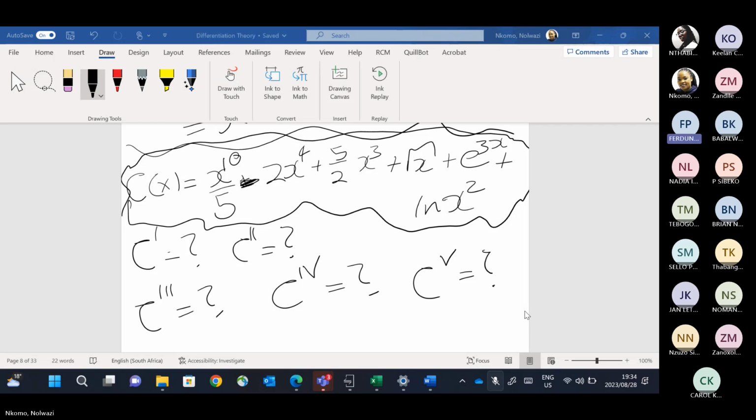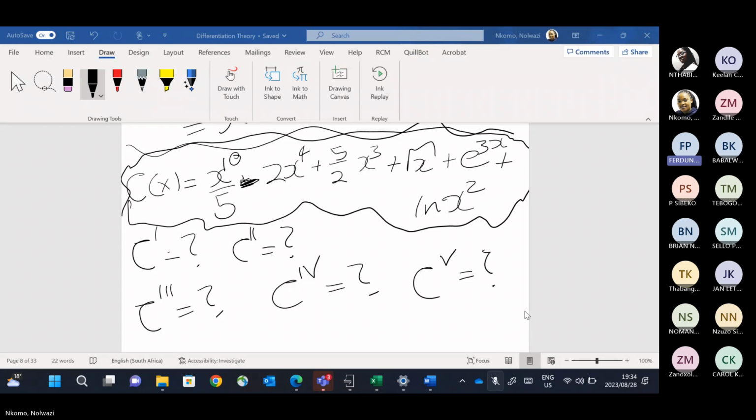Ma'am, I'd just like to ask, is that first part multiplied with each other? Pardon? The first part of the function, is it multiplied with each other? No, this is just negative. All right, thank you.